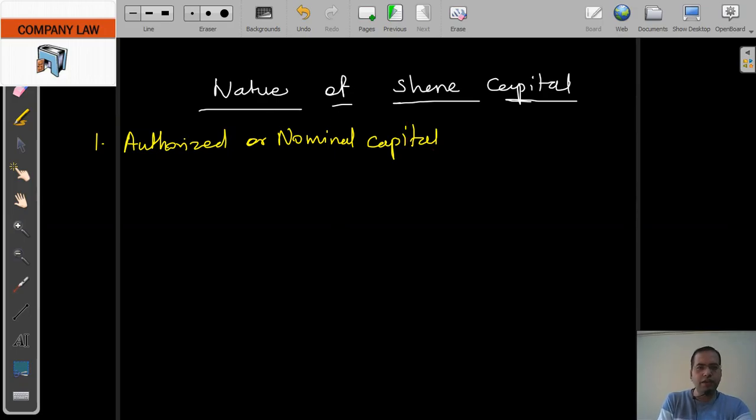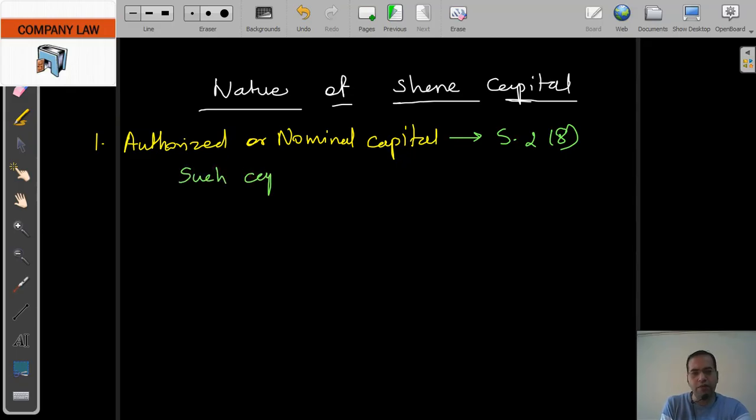So what is meant by authorized or nominal capital? It is such type of capital as is authorized by the subscribers in the memorandum of the company, which is mentioned in the capital clause. It is the maximum amount of the share capital of the company. Okay, so we can give the definition. Now where is the definition defined? It is defined under section 2 subsection 8 of the Act. Okay, so what can we say?